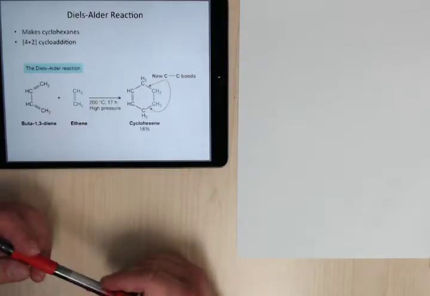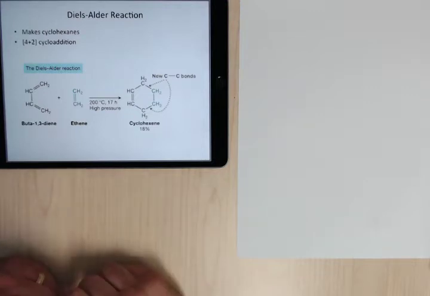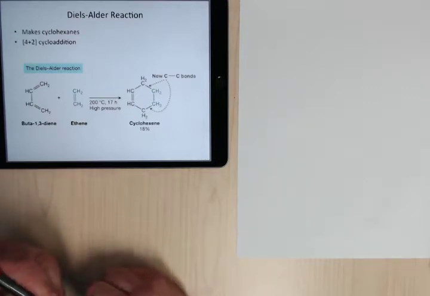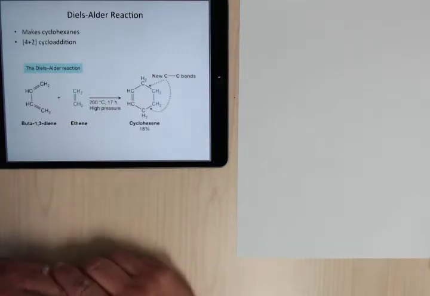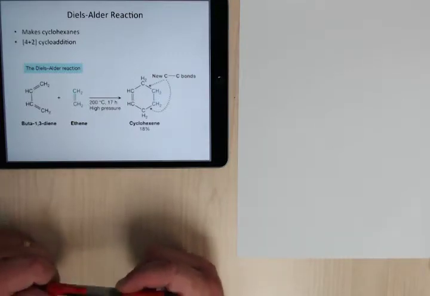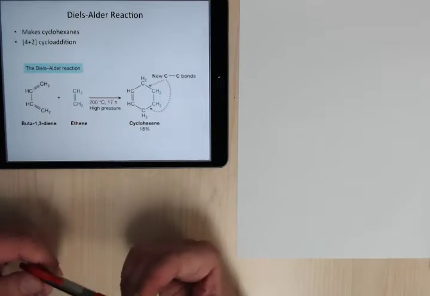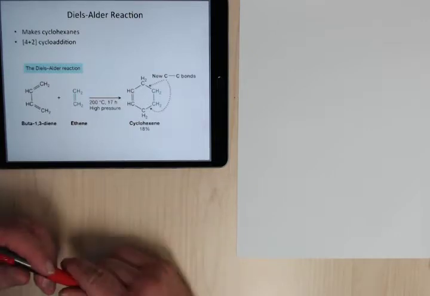So, the Diels-Alder reaction. This is a nice reaction. It's technically a 4+2 cycloaddition. It's a nice way of making cyclohexanes, and it works really well. Diels and Alder were two professors who discovered this.